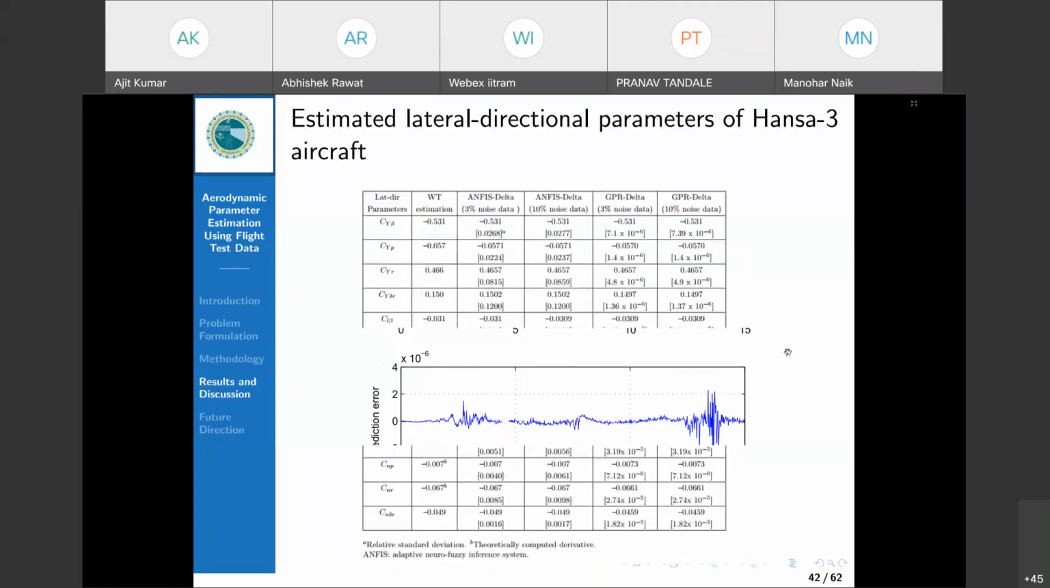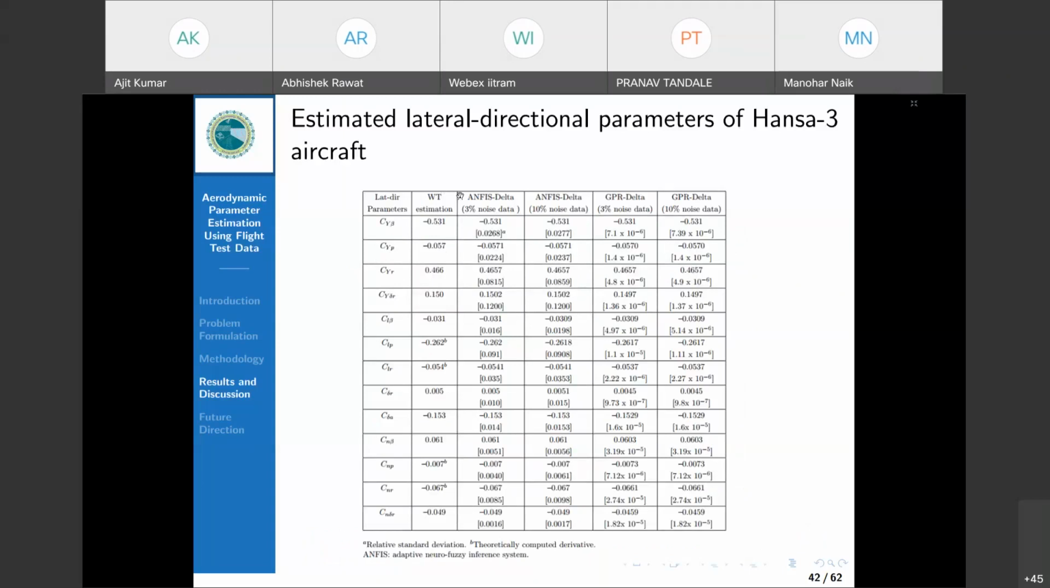The estimated lateral parameters were also compared with the traditional method, which is wind tunnel estimation. In the first column, you can see the values of wind tunnel estimated parameters. A few parameters like CLP and CLR, CNP and CNR were not taken from the wind tunnel. They were estimated using analytical methods, because, being dynamic derivatives, if we do not have a dynamic wind tunnel and only a static rig, we cannot perform parameter estimation of dynamic variables. That's why they were estimated from analytical methods. And we saw that using the NFIS delta method and GPR delta method, they were fairly close to the estimated values from the wind tunnel.